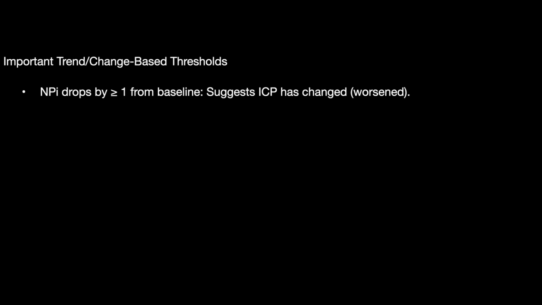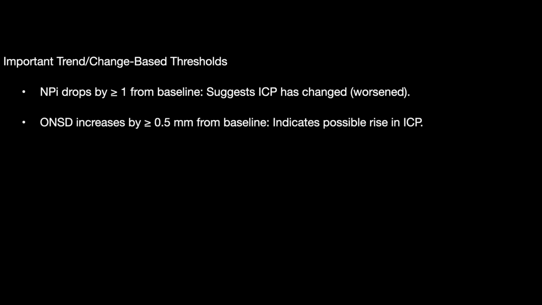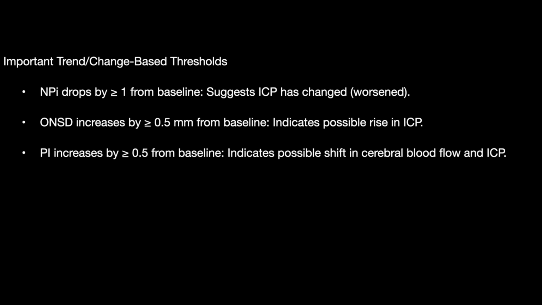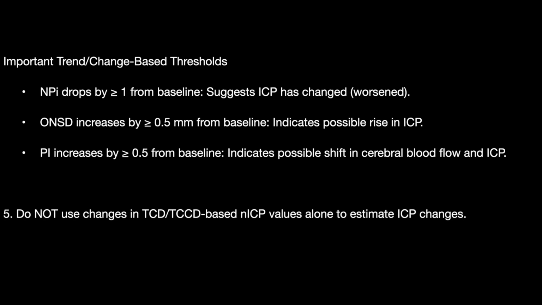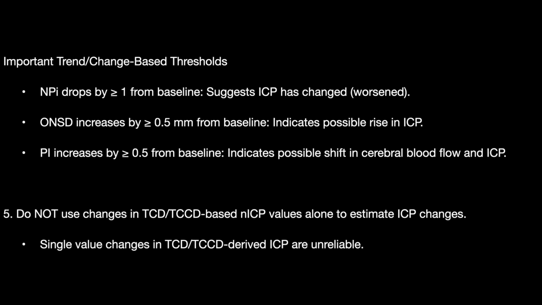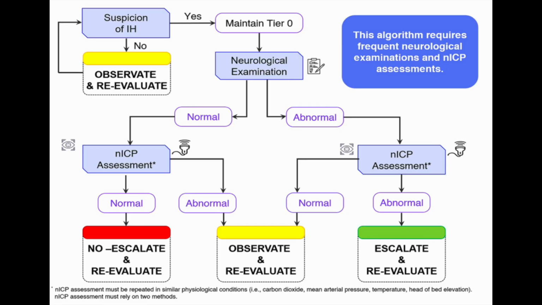Important is also the trend. An NPI drop of more than 1 means ICP changes are to be suspected. An ONSD increase of more than 0.5 means raised ICP is to be suspected. If PI increases by 0.5, then there is a possible shift in cerebral flow and ICP. Do not use changes in the TCD-based nICP values alone to estimate ICP changes. This is very important: the calculation-based TCD ICP measurement should not be used for this. A single value change is unreliable.